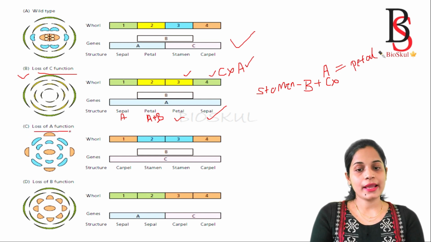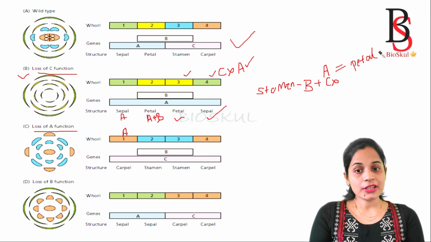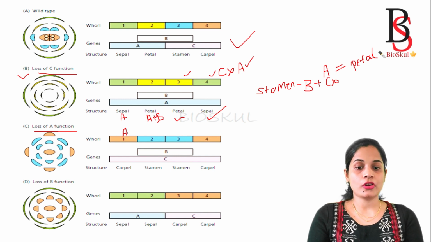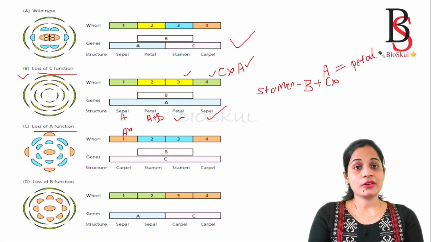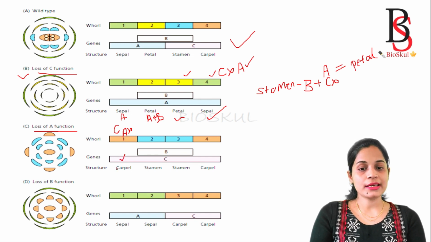Similarly, loss of A function. A is lost. So we know that in the whorl 1, what will express? Mostly the A, but A is for the sepal, but here the A is lost. If A is lost, then what will express in the place of A? It will express the C. You can see it expresses the C, and we know that C is for the carpel.